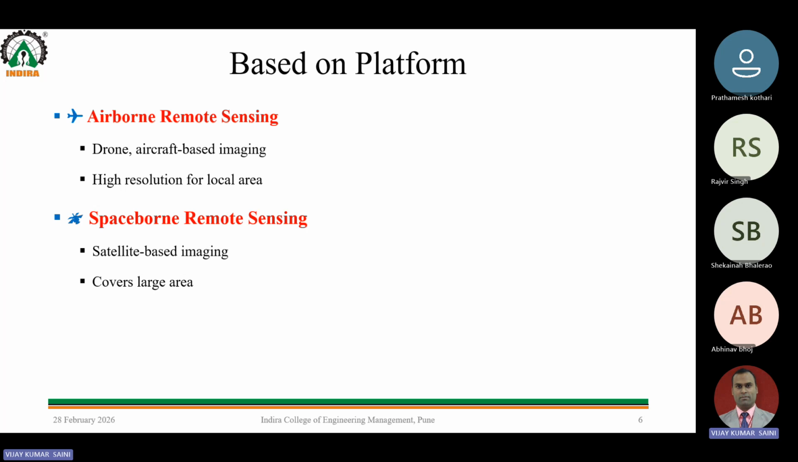So it will be taking the image from this side, right? Here it will be, and from here it will be taking the... it will be covering the area. So when we talk about the spaceborne, it is basically satellite-based imagery. You can see clearly the difference from here.